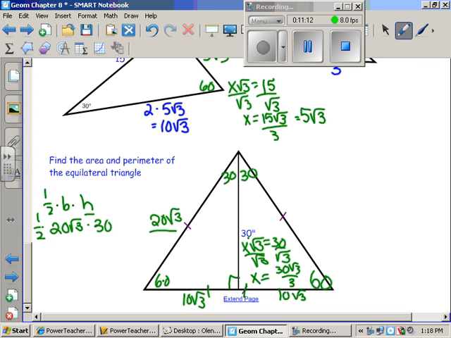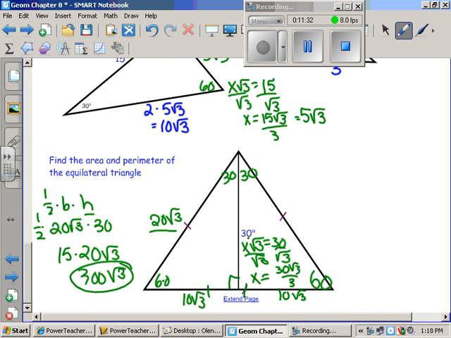So I'm going to multiply this. 1/2 times 30 is 15. So I have 15 times 20 square root of 3. And 15 times 20 is 300. And so the answer is 300 times the square root of 3.